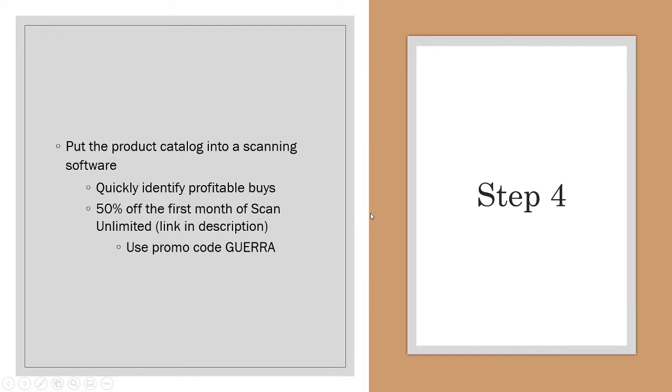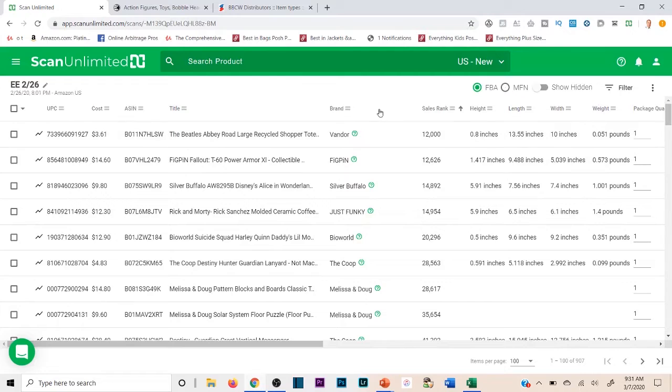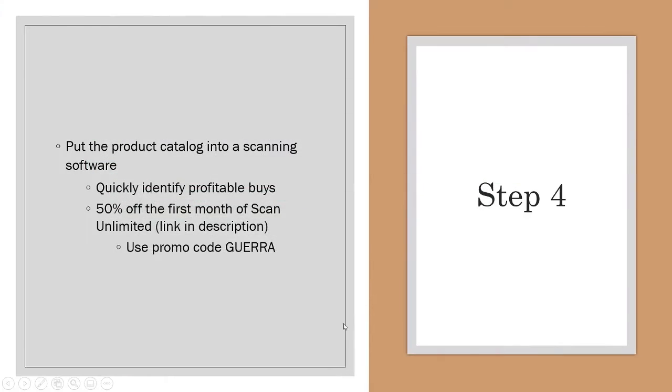So step 4 then is that you want to actually put the product catalog that you get from your wholesale supplier into a scanning software. Now, I use Scan Unlimited. If we pull this up real fast, that's what the tutorial today is going to be on. I'm going to show you how to source through the Scan Unlimited software, how to actually throw the product catalog in there, and all that good stuff.